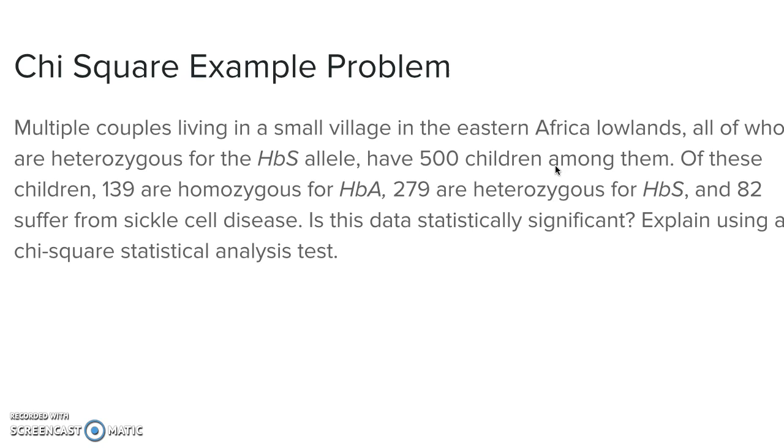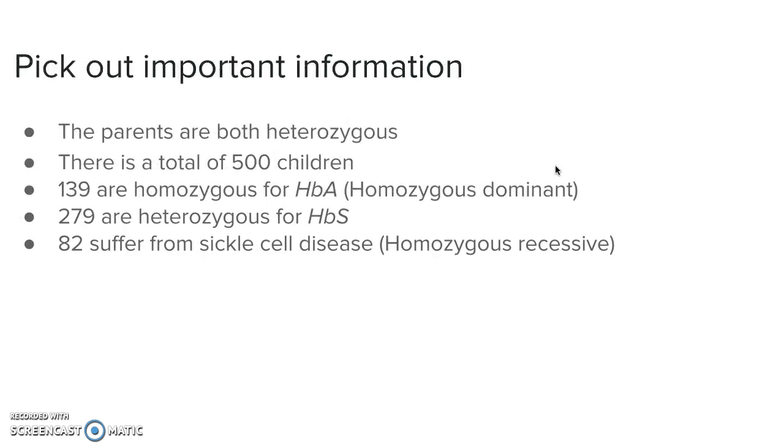In order to teach you how to do chi-square, we have an example problem. Multiple couples living in a small village in the eastern Africa lowlands, all of whom are heterozygous for the HBS allele, have 500 children among them. Of these children, 139 are homozygous for HBA, 279 are heterozygous for HBS, and 82 suffer from sickle cell disease. Is this data statistically significant? Explain using a chi-square statistical analysis test.